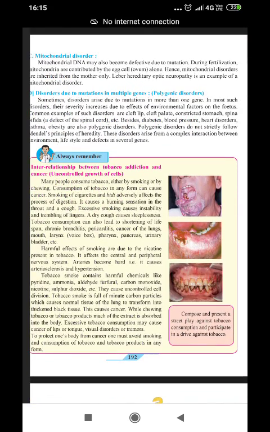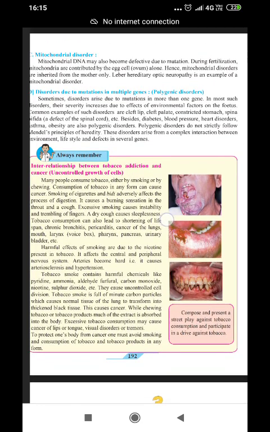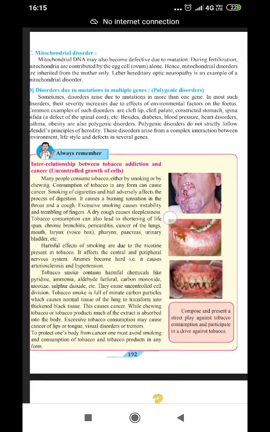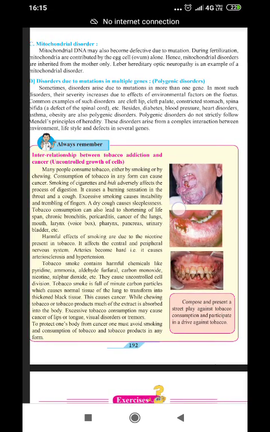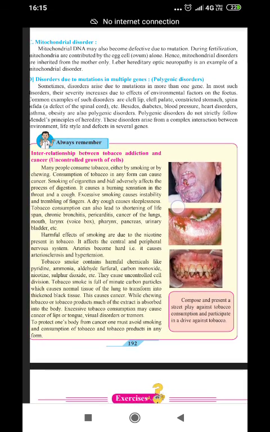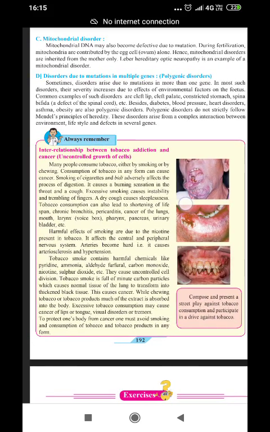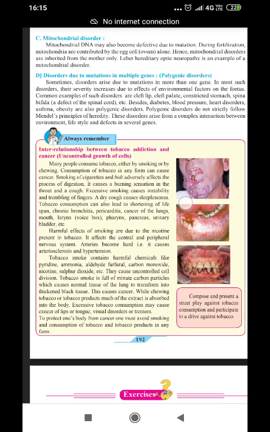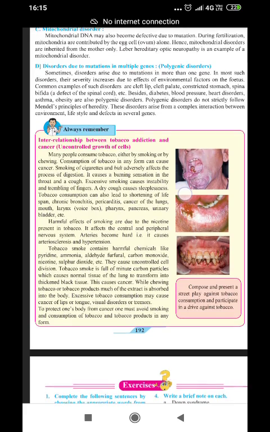Now we have discussed defects caused due to the number of chromosomes, and defects that are monogenic, and now we are going to discuss mitochondrial disorder. Mitochondrial DNA may also become defective due to mutation. Mutation means any change in the DNA. During fertilization, mitochondria are contributed by the egg cell, that is the ovum, alone. Hence, mitochondrial disorders are inherited from the mother only. Leber hereditary optic neuropathy is an example of a mitochondrial disorder.